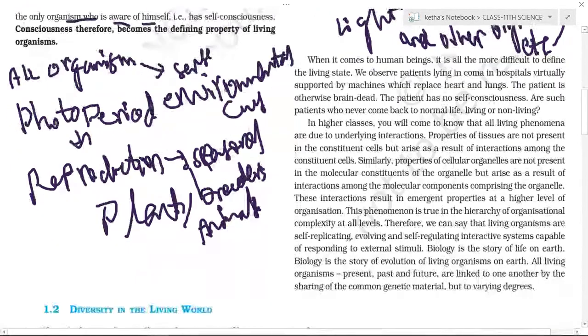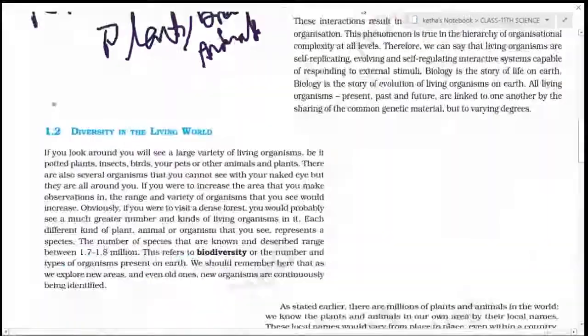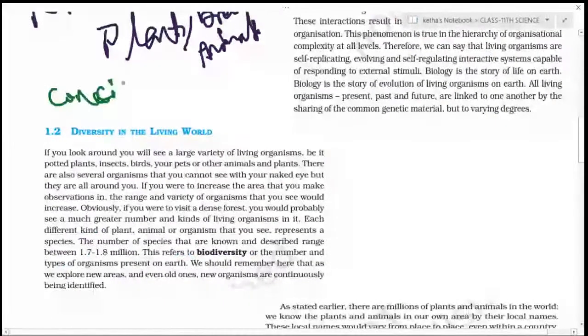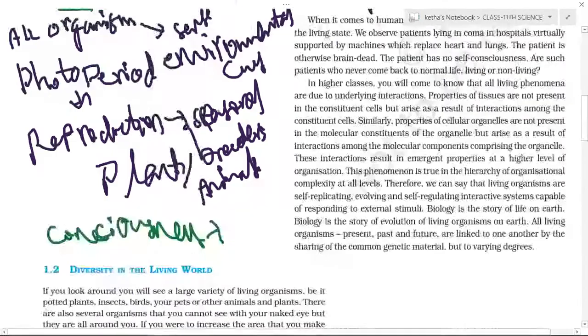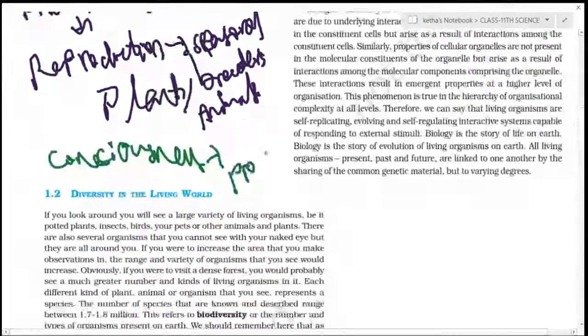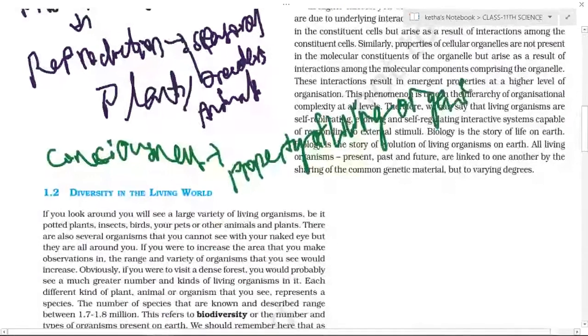So now, consciousness therefore becomes the defining property of a living organism. This consciousness comes under the properties of a living organism.